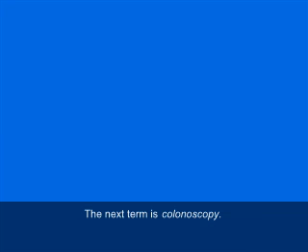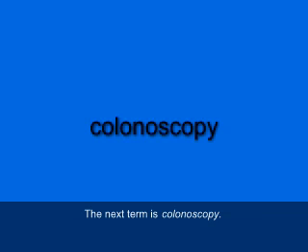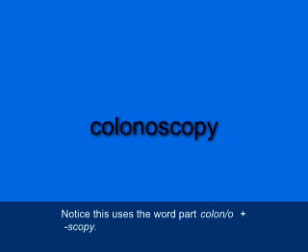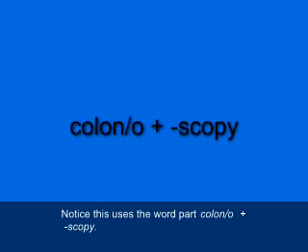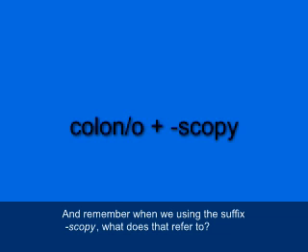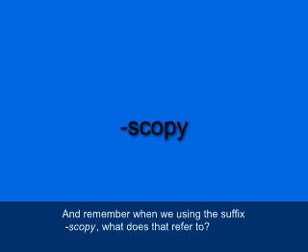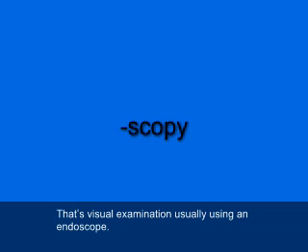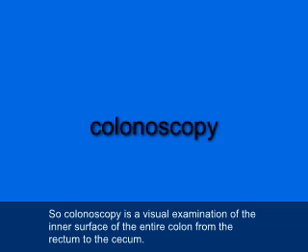The next term is colonoscopy, C-O-L-O-N-O-S-C-O-P-Y. And notice this uses the word part colono plus scopy. And remember, when we're using the suffix scopy, what does that refer to? Well, that's visual examination, usually using an endoscope. So colonoscopy is a visual examination of the inner surface of the entire colon, from the rectum to the cecum.